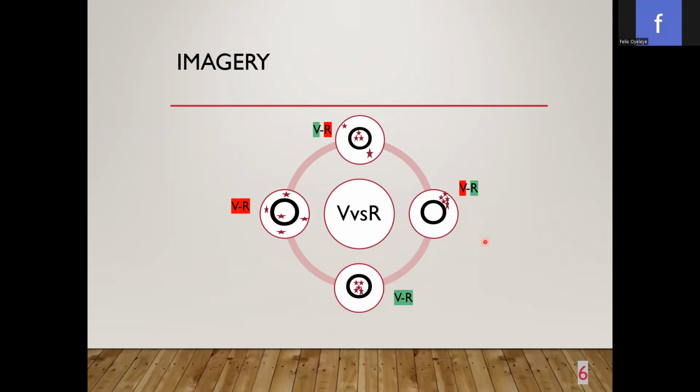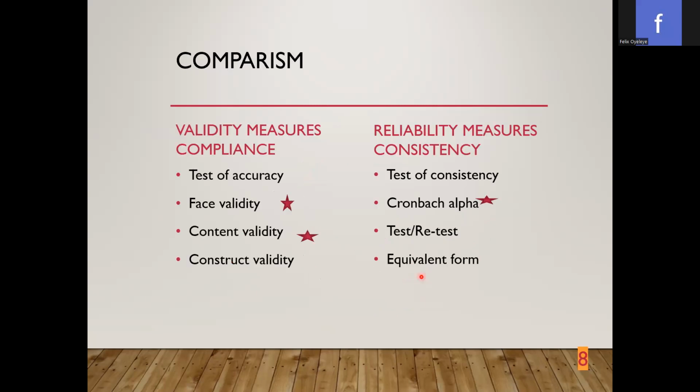I was explaining the imagery here as regards reliability and validity. I want to believe the slide is quite explanatory. How to differentiate reliability and validity. Let's move forward. So again, validity measures compliance. In other words, to what extent can the instrument measure the thing we intended to measure? And reliability measures consistency. I'll say that again and again.